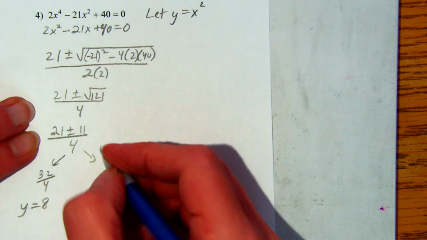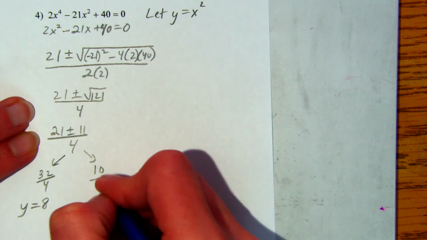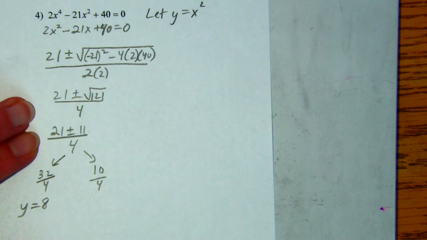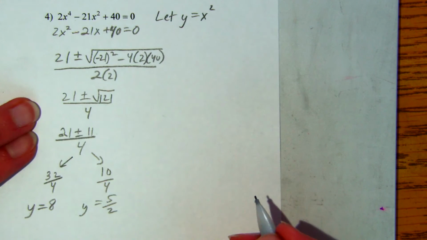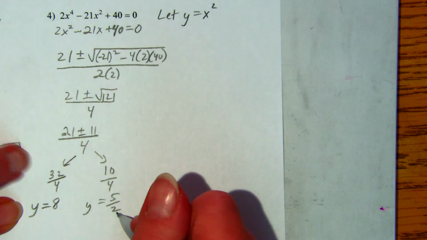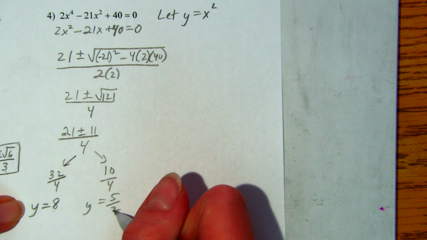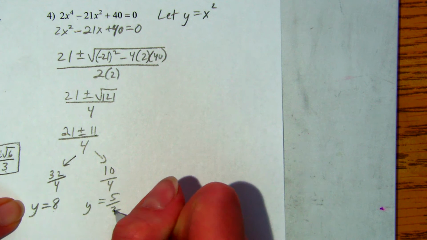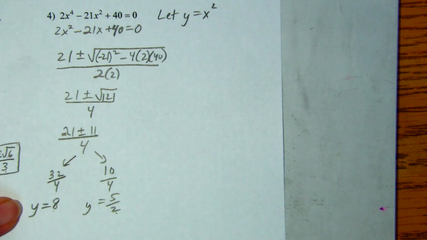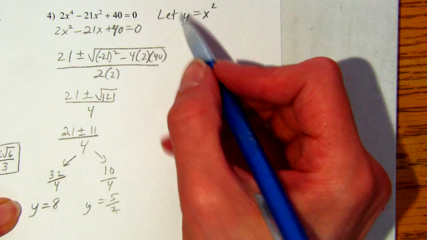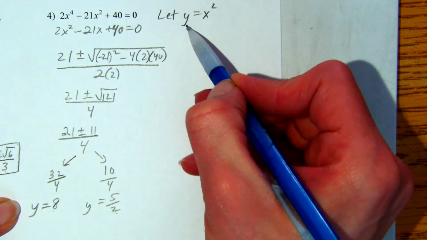And 21 minus 11 is 10 over 4, which reduces to 5 halves, or you can make it 2.5 if you want. I'm going to just leave it 5 halves. So remember that these are not your final answers. That's the biggest mistake people make, is they get through all of this and they think they're done. Because normally with quadratic formula you would be. But remember, we're trying to solve for x, not the y that we substituted.